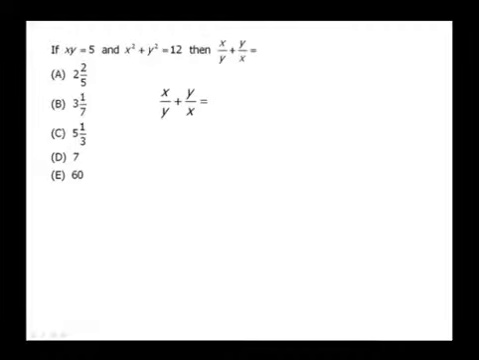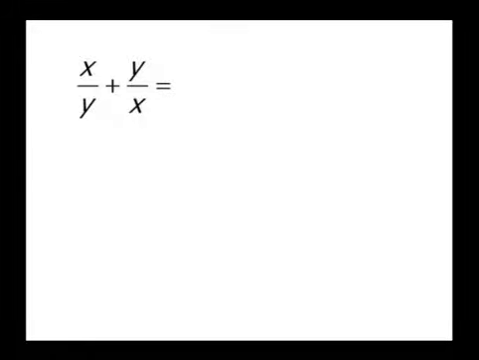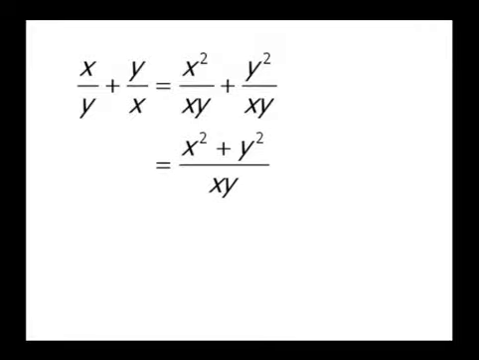Our task here is to evaluate the sum of these two fractions. Now we can often gain valuable insight into questions like this by combining our fractions into one fraction. So let's do this here. First, we'll need a common denominator of xy. And now we can write our equivalent fractions. And now we can add our numerators.